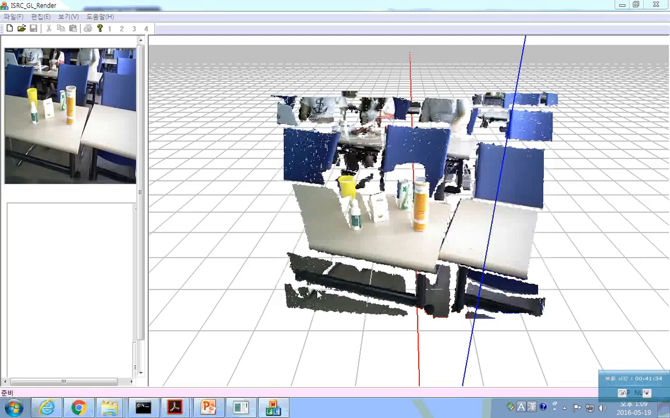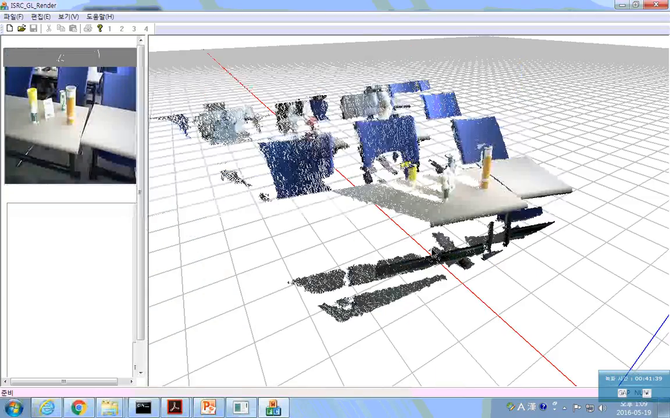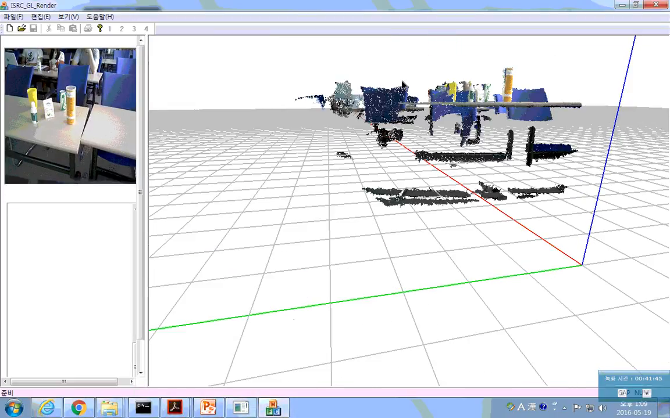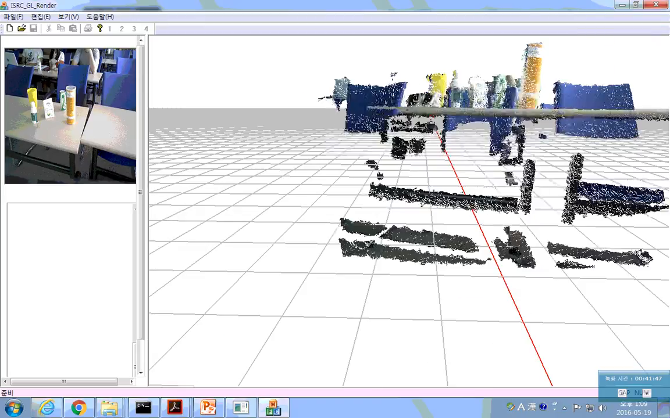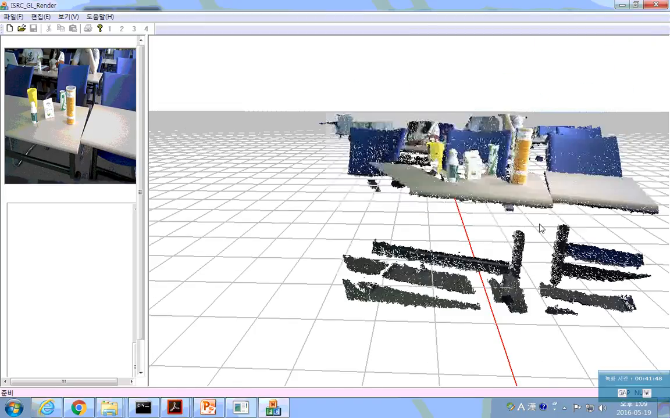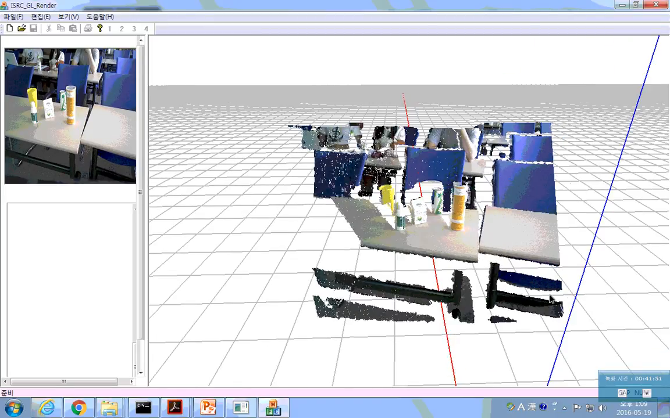So right now I'm using an Action Pro. Action Pro is a 3D camera that uses a projector in infrared and a camera in infrared and a camera in RGB. So you can see this is 3D space. Our objective here is to recognize these objects and find which one of them is which.